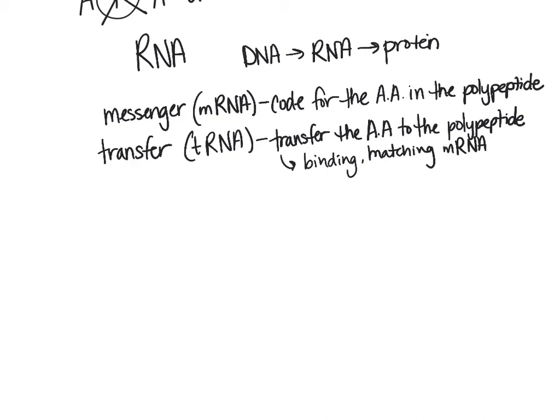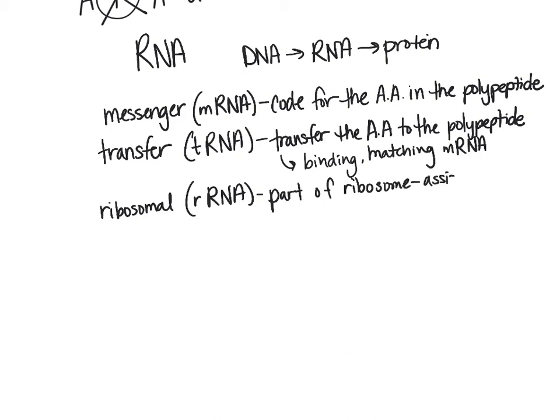The third type of RNA is ribosomal RNA. So that's rRNA. Our ribosomal RNA is actually part of the ribosome, and the ribosome is an organelle that we're going to look at when we talk about the cells. So this is actually part of the ribosome, and it's going to assist in joining the amino acids. So part of the ribosome assists in joining the amino acids in the polypeptide chain.